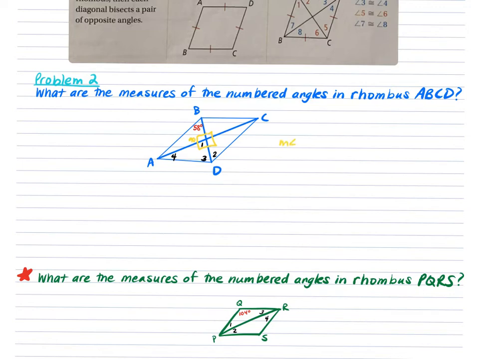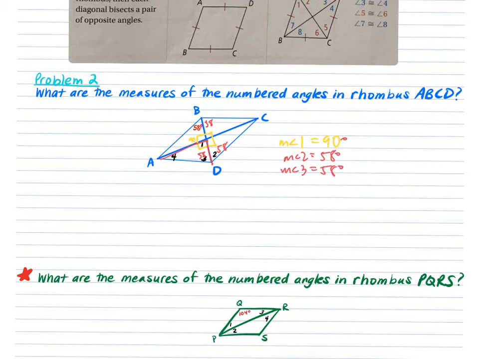So we know that the measure of angle 1 is 90 degrees. Then we know that opposite angles are congruent. So this has to be 58 and this has to be 58, right? And this is 58, but that's not 1. So we know the measure of angle 2 is 58 degrees. Measure of angle 3, also 58 degrees.